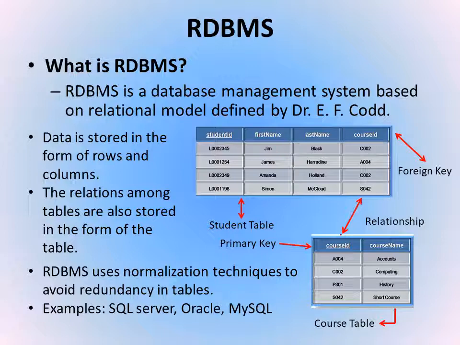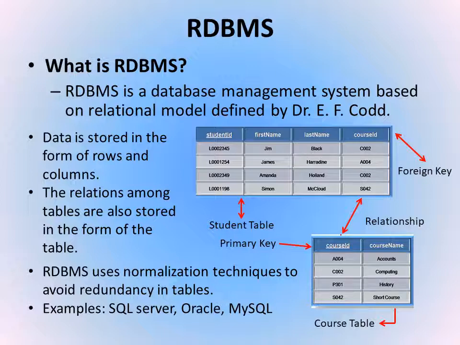The relations among tables are stored in the form of tables. That means the student table and course table have a relationship. Why? Because a student enrolls in a course. Now this relationship is also stored in the form of a table. That means in RDBMS everything is stored in the form of tables.